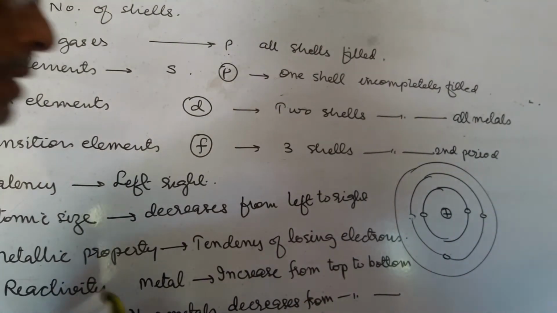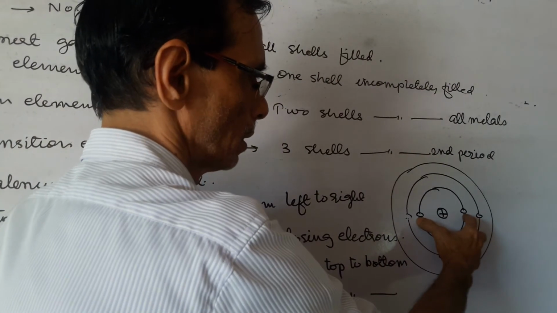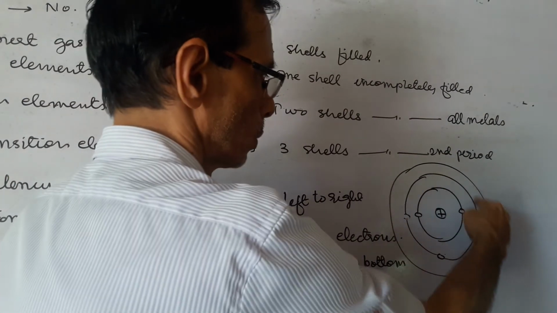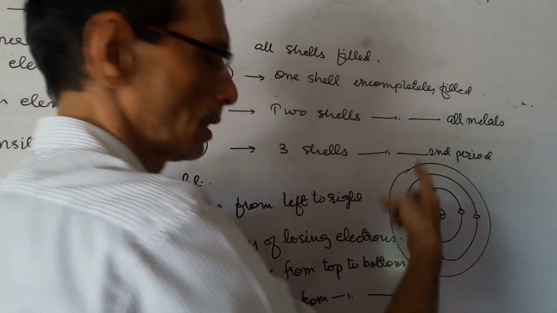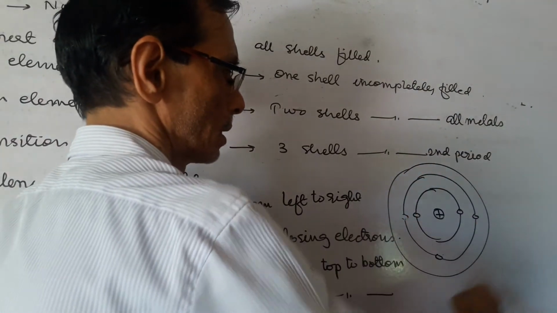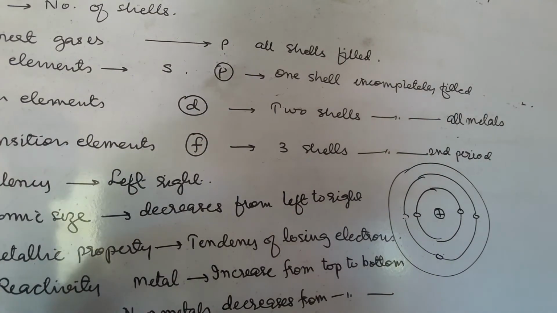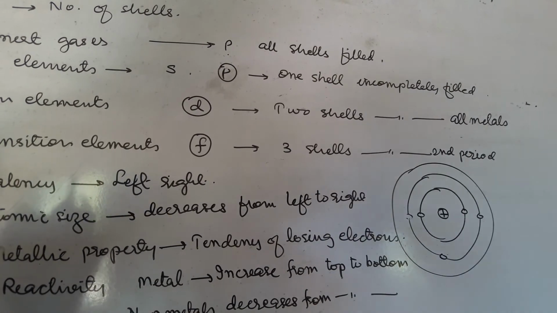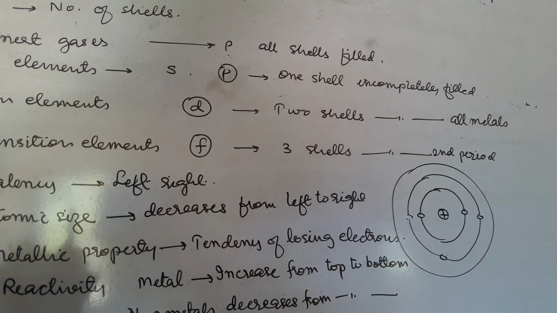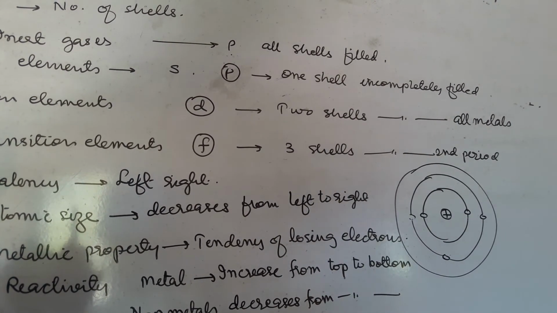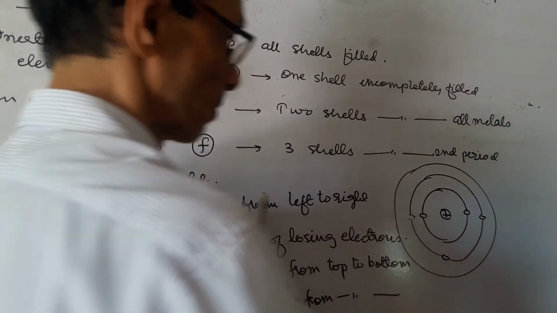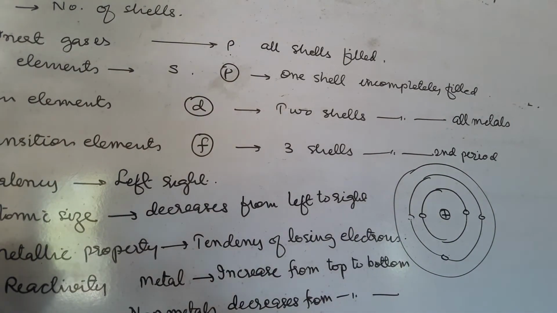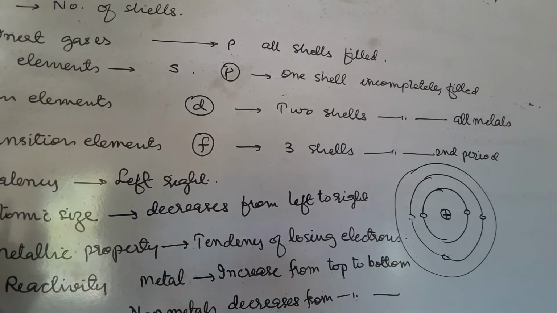The first period has 1 shell, second period 2 shells, third period 3 shells, fourth period 4 shells. As the number of shells increases, the size increases. That's why if you take a particular group and come down from top to bottom, you find the size increases because the number of shells increases. So once again, from top to bottom in a particular group, the size increases.